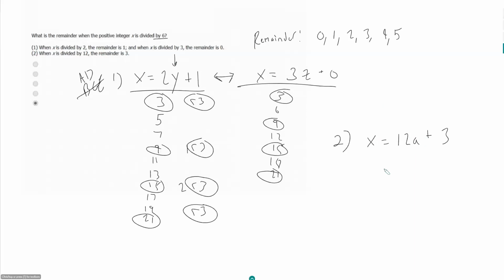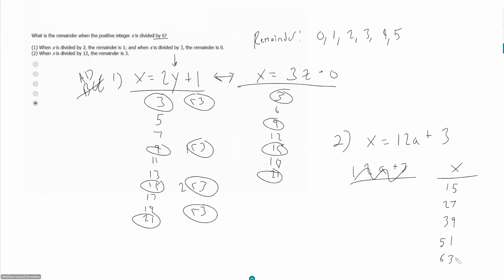So what can x be? If a is equal to 1, x can be 15. If a is equal to 2, it's equal to 27. So we're going up by 12 each time: 15, 27, 39, 51.